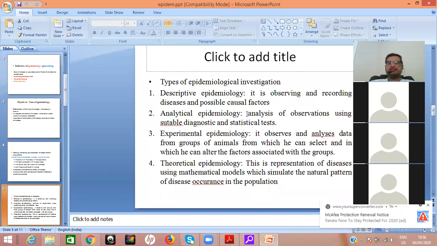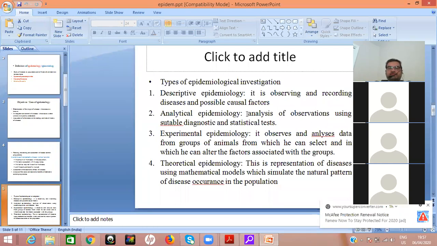So experimental epidemiology always comes into play when two experimental groups are involved, in which we can add or alter the risk factors and generate the data to analyze the disease. That is experimental epidemiology. Experiment means we need to have a controlled group on which we can add or delete the factors. So that is called experimental epidemiology.